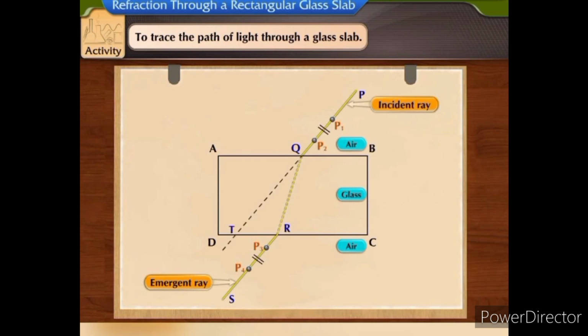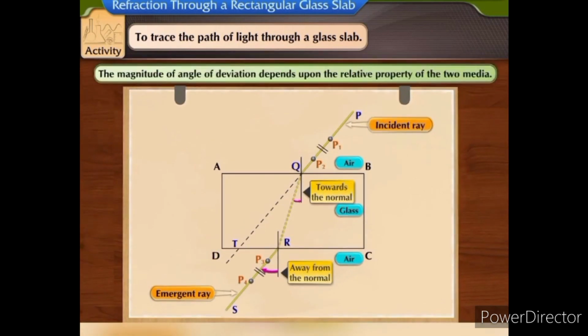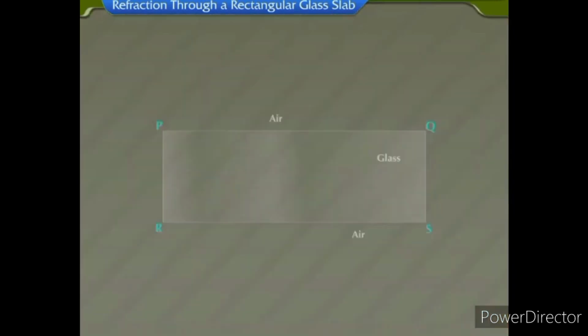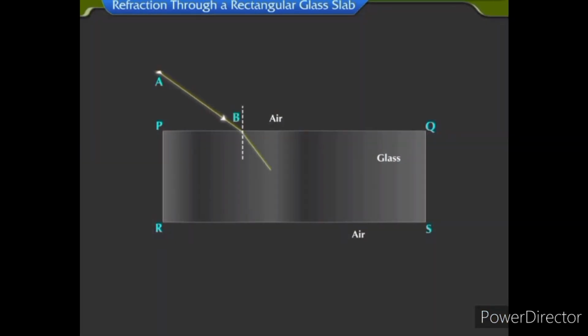Can you explain why? Well, the ray of light is deviated towards the normal to the surface AB at point Q. The ray of light travels along a straight line QR and gets deviated away from the normal to the surface CD at R through the same angle. The magnitude of angle of deviation depends upon the relative property of the two media. This property is known as the refractive index. Light rays on going from one medium to another follow the laws of refraction. Let us study the laws of refraction in detail.